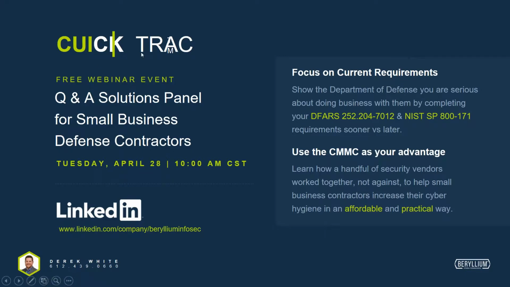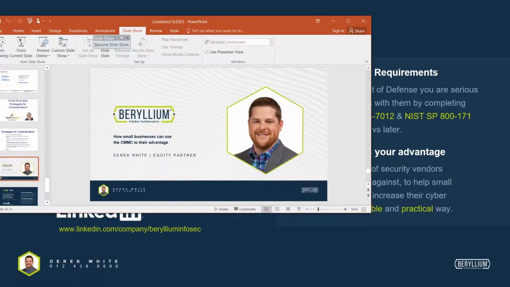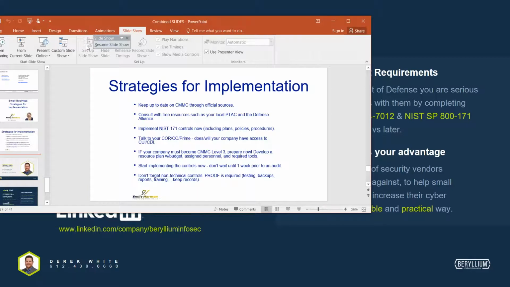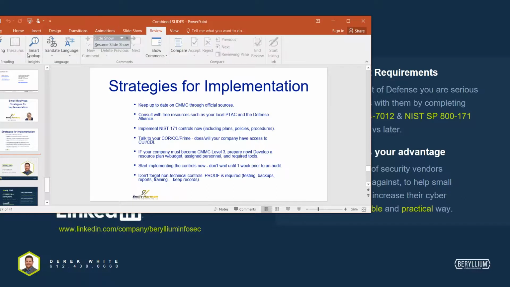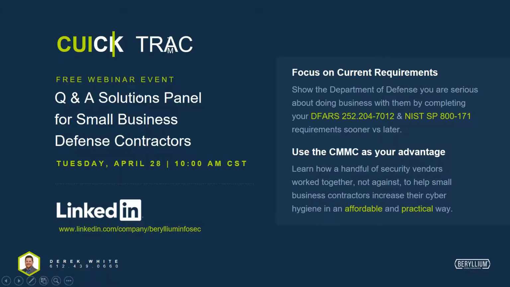So I wanted to just talk quickly about strategies for implementation for CMMC. I think that there's been a lot of great points made already. My first bullet is just keep up to date on the CMMC through official channels. And those official channels have been given out today, like the website for the advisory board and things like that. Also, consult with free resources such as your local PTAC, Procurement Technical Assistance Center, and the Defense Alliance. The Defense Alliance is free, and so is the Procurement Technical Assistance Center. And if you haven't worked with them, they're good to work with, and they see a lot of clients, and they can take some of the lessons they've learned maybe from one client, apply it to the other. So those are always good resources.